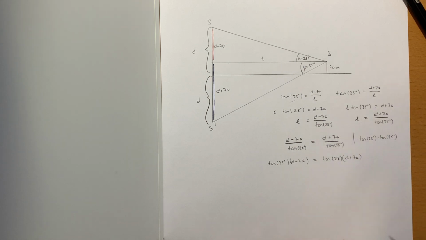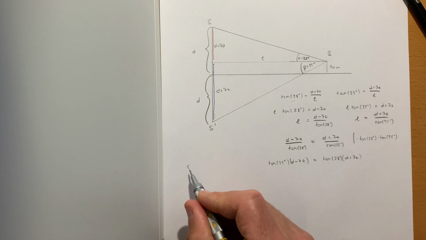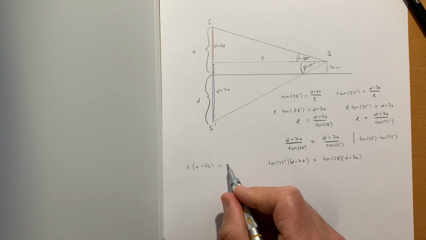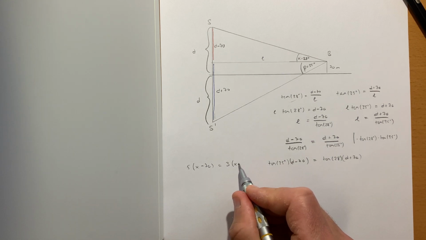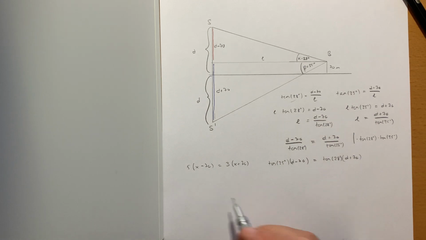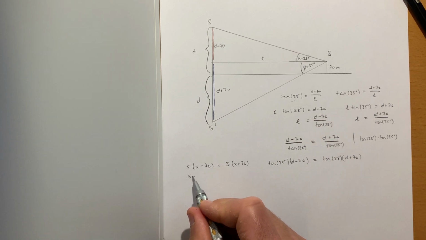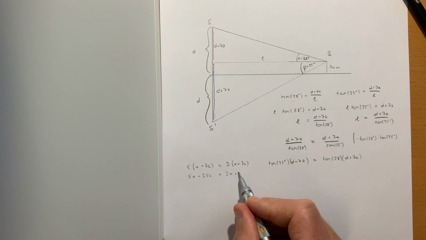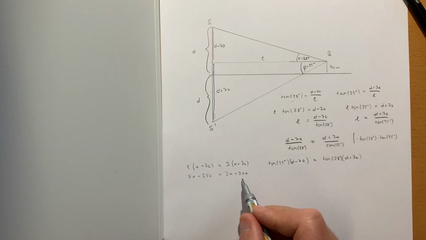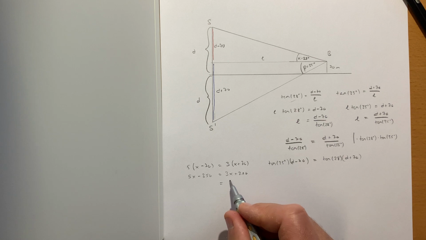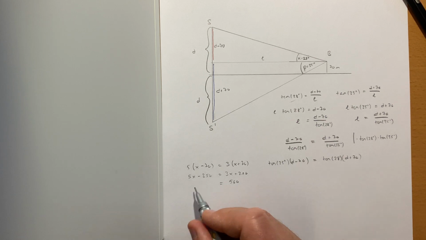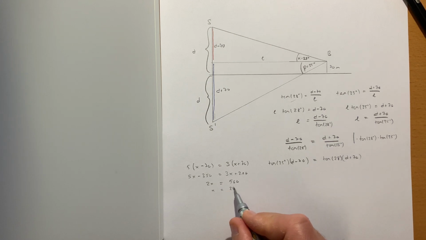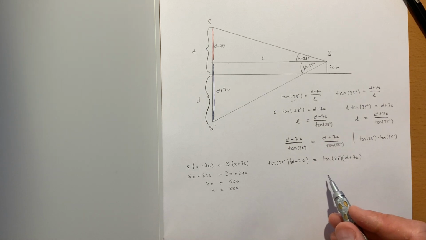So now look, this is just something like 5x minus 70 is equal to, let's say, 3x plus 70. What would you do here? Well, you would multiply it out. You would say 5x minus 350 is 3x plus 210. Then you would add the 350. So that would be 560. You would subtract the 3x. That would be 2x. So x would be 280. Okay? This is exactly what we're going to do here.